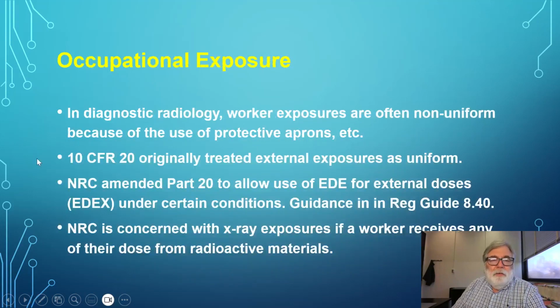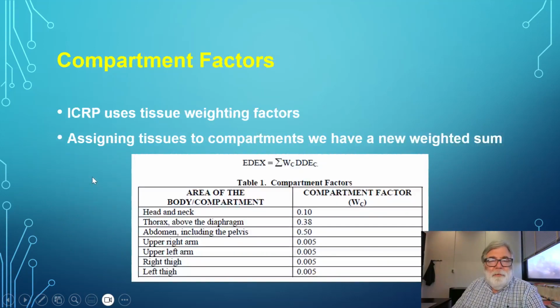Okay, so in order to do this external dose equivalent, this EDEX, effective dose equivalent external, the way that's done in the NRC world is we take all those tissue weighting factors that we had from the ICRP, and we reallocate them. Some of those tissues, some of the red bone marrow, some of the different organs are in the head and neck. And so we create a compartment, add up all the tissue weighting factors that are in the head and neck. That probably includes the thyroid. And those are part of the head and neck compartment.